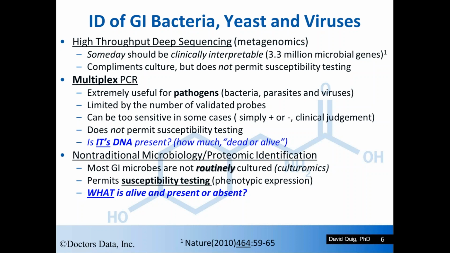And if you want to enlighten yourself further and find support for what I just said, do yourself a favor, and sometime when you have spare time, just Google the term culturomics, and you will be absolutely impressed by what you can find using high complexity culture followed by the proteomic method of identification. So culture and identification also is very important because it permits susceptibility testing, that is the phenotypic expression of the bacteria and yeast that you've identified.